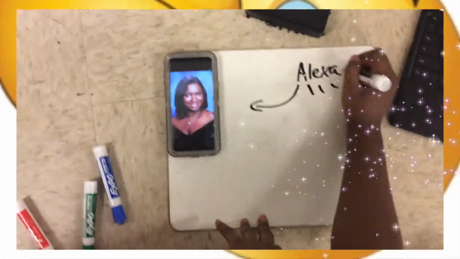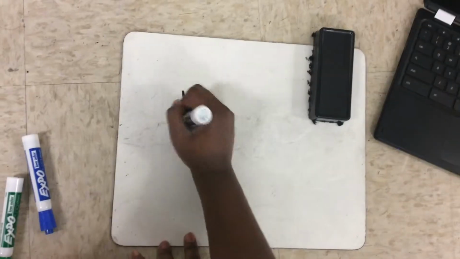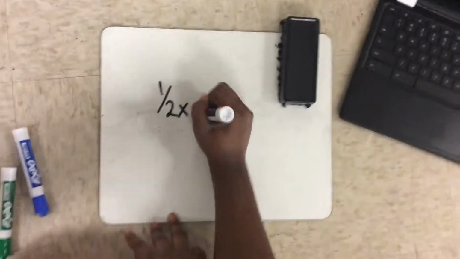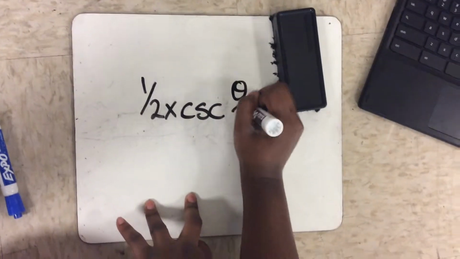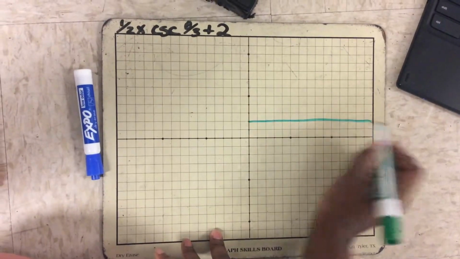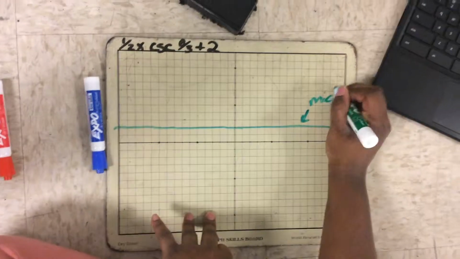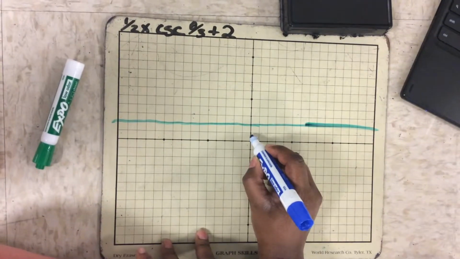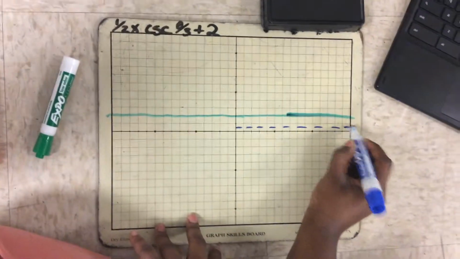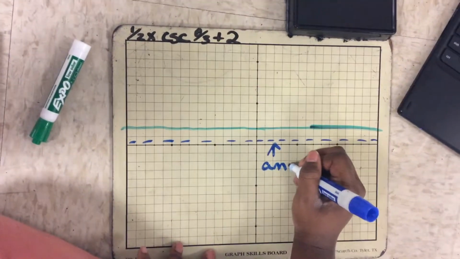Hi, you guys. I'm Alexa, and I'm going to show you an example that requires you to do endpoints. The example is going to be 1/2 x cosecant theta over 3 plus 2. So first I'm going to graph my midline, and that's going to be 2. Next I'm going to graph my amplitude in the blue marker as a dashed line just to make sure I don't mix up my midline and my amplitude.